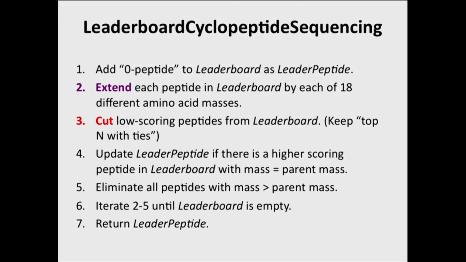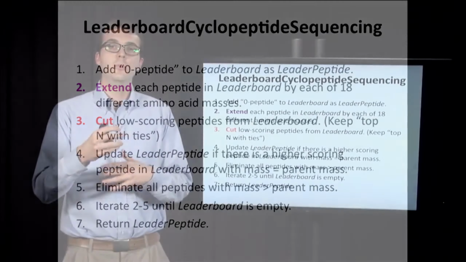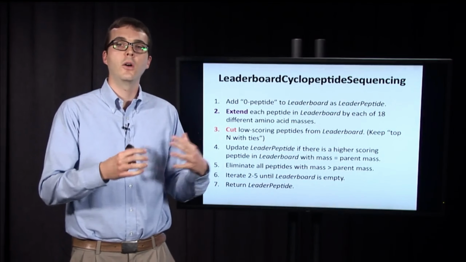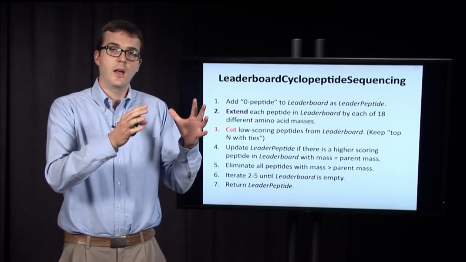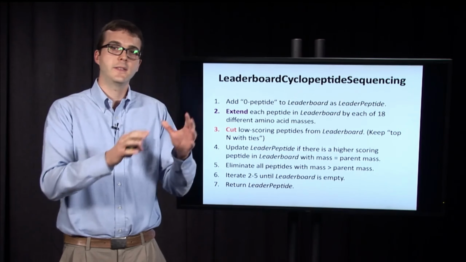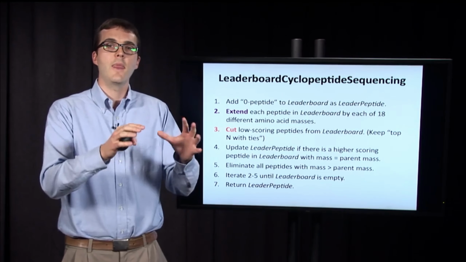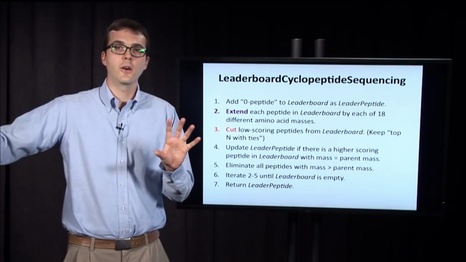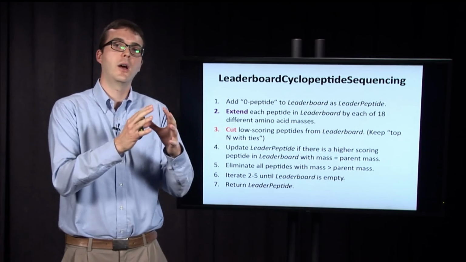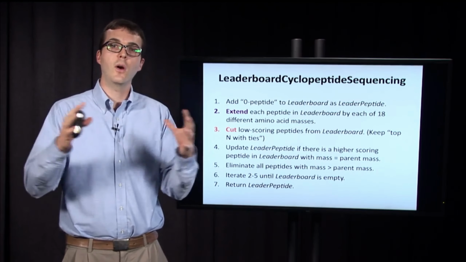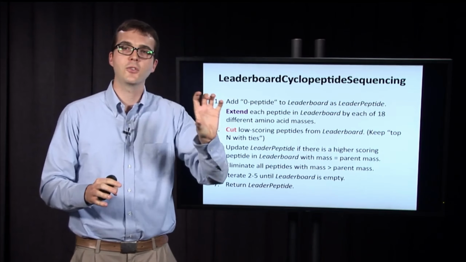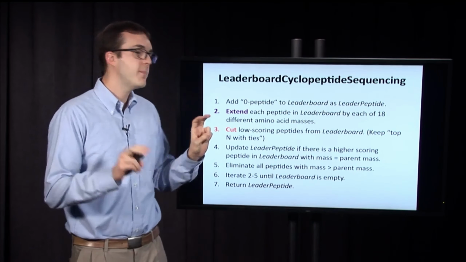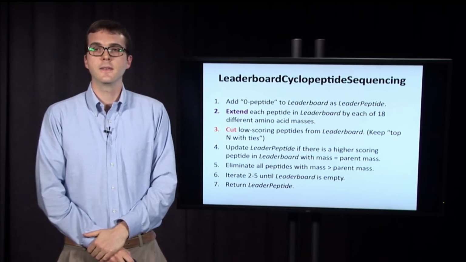Then we're going to have a step, this cut step, which is the new bound step, and it's going to cut the low-scoring peptides. It says, assign everything a score, see what the score of every peptide is, and then cut the low-scoring ones. Get them out of there so that we can prevent the number of solutions that we consider from growing, and so that we can keep only the high-scoring peptides. We're going to keep the top N peptides with ties.